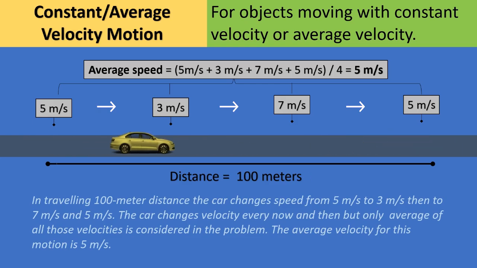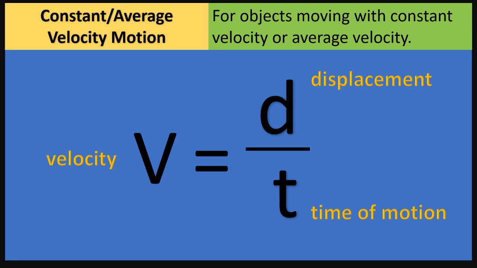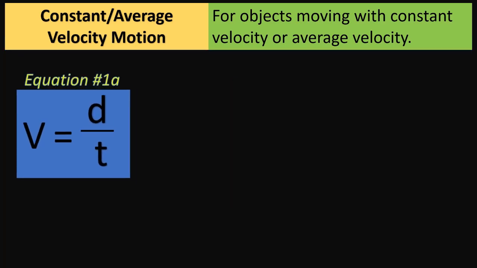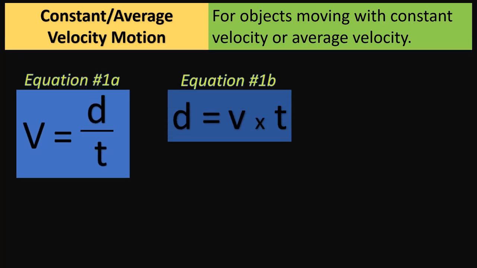In this example, the car changes speed from 5 meters per second to 3 meters per second, then to 7 meters per second and 5 meters per second, but only the average of all those velocities is considered in the problem. The average velocity for this motion is 5 meters per second. These are the equations for constant velocity motion. Take note that we will only use these equations if the problem describes a constant velocity or average velocity motion.